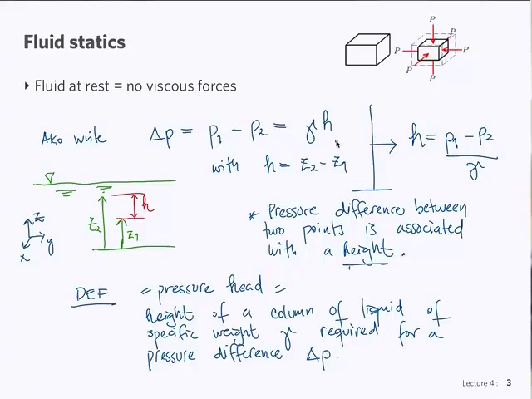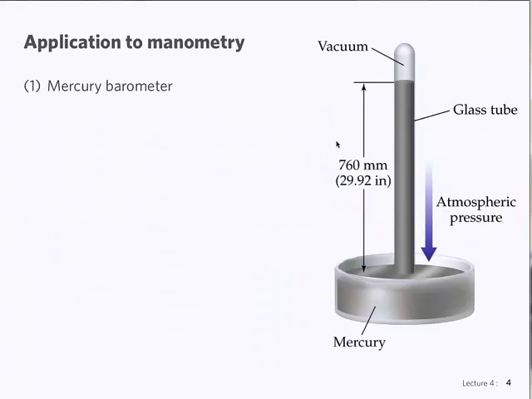How do we use this, for example, to measure pressure? We can use columns of liquid. The classic is the mercury barometer. We'll see a few examples. The mercury barometer is simply an upside-down tube filled with mercury, where the bottom of this tube is open to a pool of mercury, and the top side of this tube is closed.